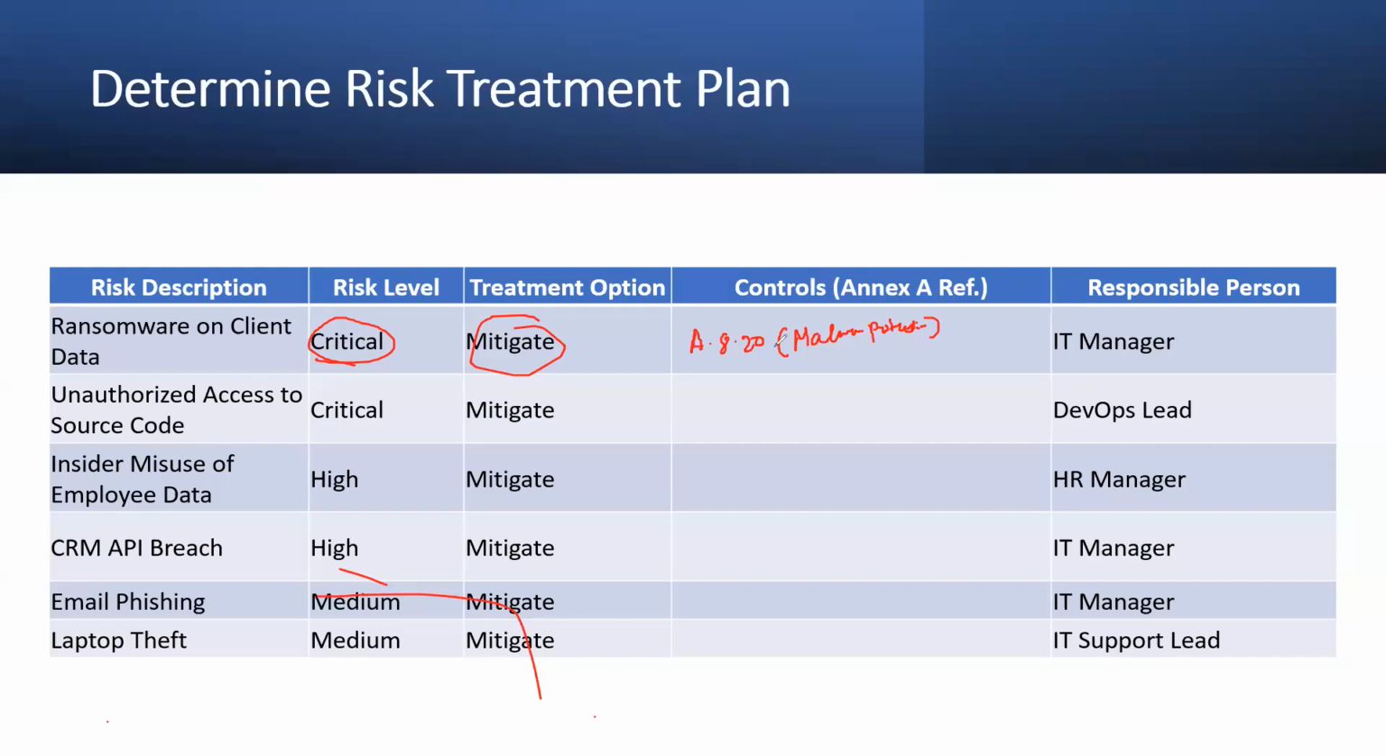Apart from that, we can have one more control over here. This is the new update in 2022, talking on incident response. So I can have 5.25, incident response. I can put this control as well. These are the recommendations from my end. First, malware protection A8.20. Then go with the incident response plan, so if there is any incident, you can straight away mitigate that incident.